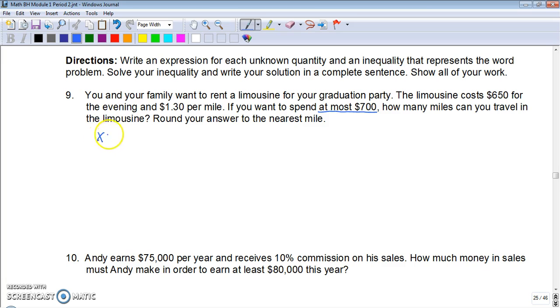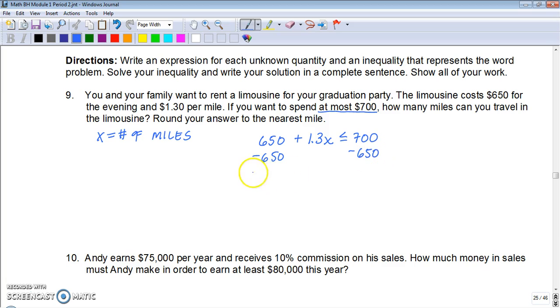So I'm going to have x equal the number of miles. And it sounds like there's a flat fee of $6.50. There's a constant, plus 1.3x, so $1.30 per mile. At most, meaning it can be 700. It can be equal, but it can't be more. So less than or equal to is the inequality sign I'm going to choose on that one.